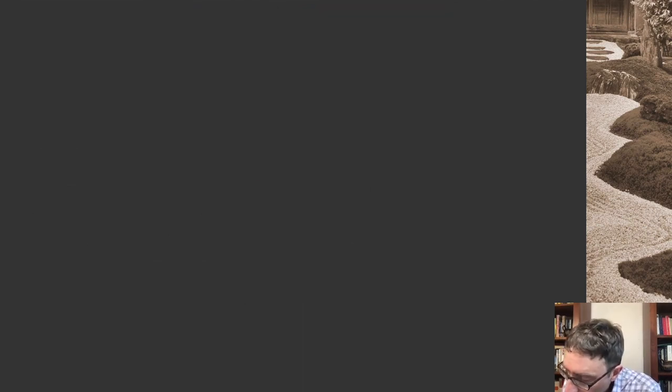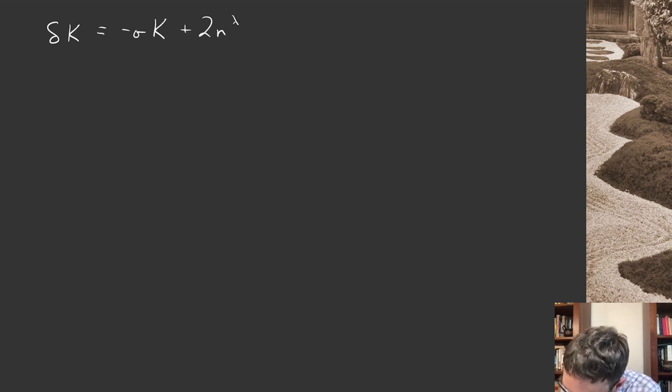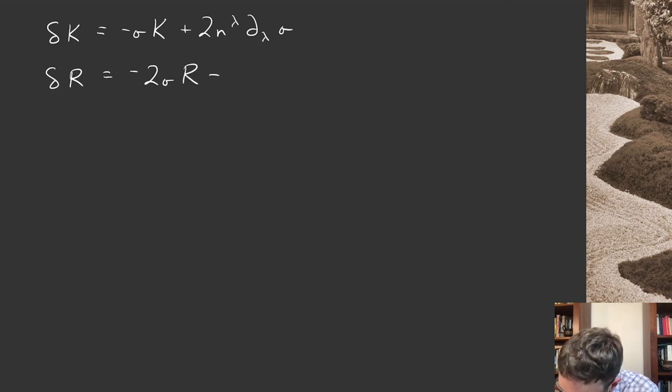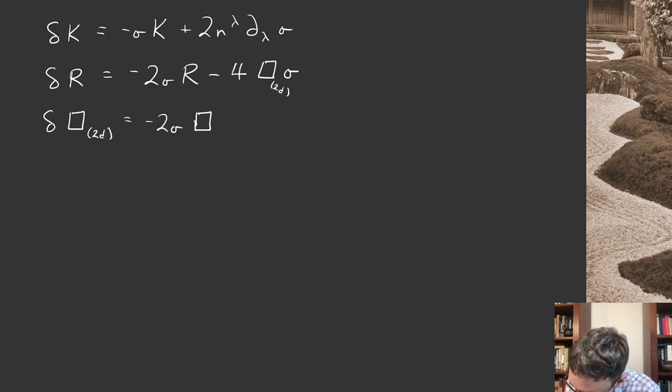I need also the trace, the variation of the trace is minus sigma K plus 2 n lambda d lambda sigma. I need the variation of the Ricci scalar. This is the two-dimensional Ricci scalar, minus 2 sigma R minus 4 box sigma. I need to know that the variation of the 2D box is just minus 2 sigma, so it's covariant. And I think that's it. So you've got to do all these sort of building block calculations to see what's going on.